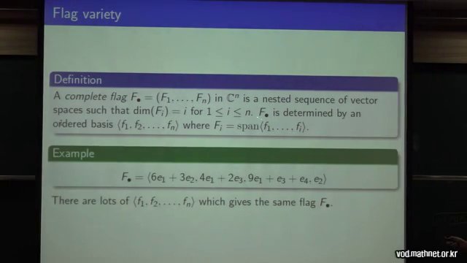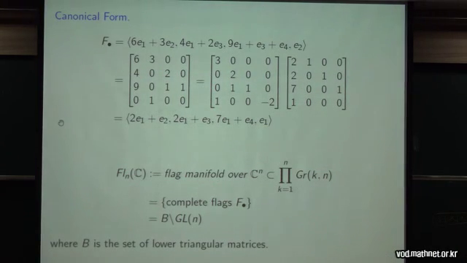Also, you can write a flag in terms of an ordered basis, where these are vectors in C^n, and so Fi is the span of the first i vectors. So here's one example. The flag can be written like this, and this corresponds to the line. The two-space generated by the first one and the second one is F2, and etc. And here again, you can have different vectors that give the same flag. So we also have a canonical form for this case.